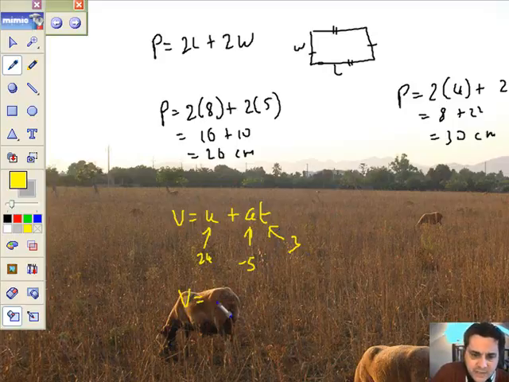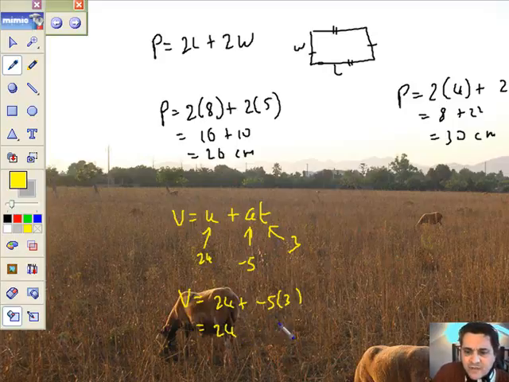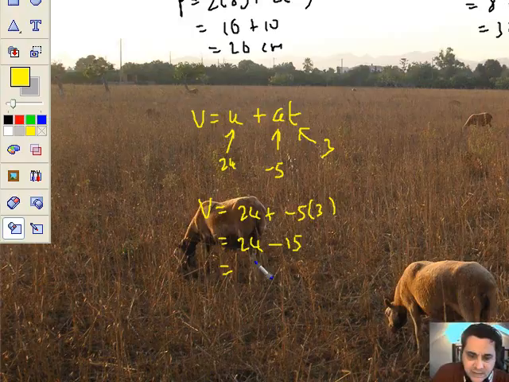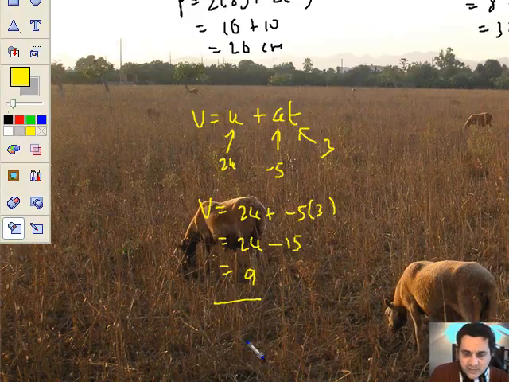So V is going to be 24 plus minus 5 times 3. So we've got 24. Now, minus 5 times 3 is minus 15. That takes precedence over the plus there. So add on a minus 5 times 3 means add on a minus 15. So 24 take away 15, you're looking at 9. And that'll be a velocity of 9 meters per second, I'm sure. That's what the story's about.